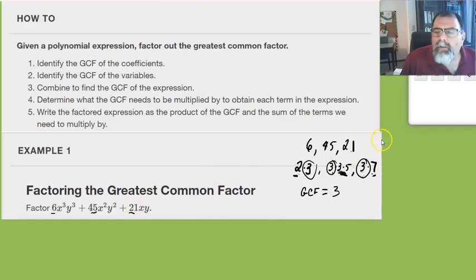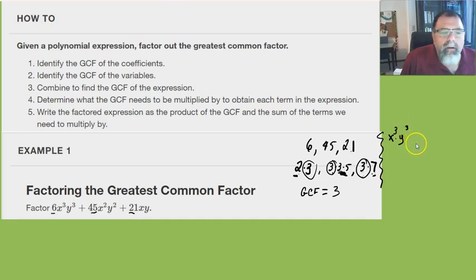Okay? Now we're going to do the same thing with the variables, x cubed. So again, you can think of x cubed, I'm not going to write it, but it's x times x times x. Y cubed. Why can I not write the cube there? There we go. And then we have x squared, y squared, and then x, y. So when you look at the variables, do variable by variable. So look at x's. They all contain an x. So think of x cubed as x, x, x, x squared is x, x.